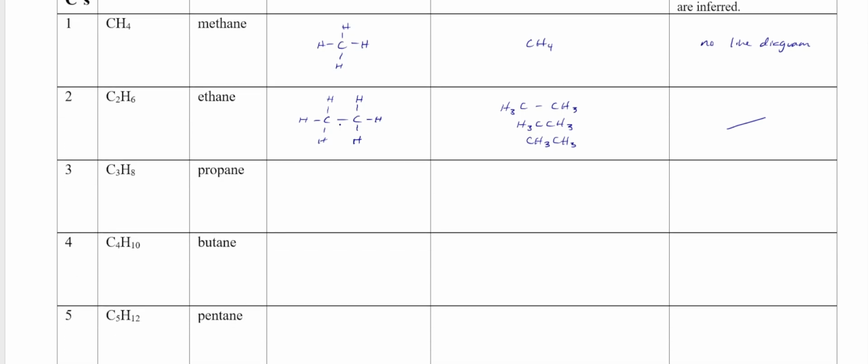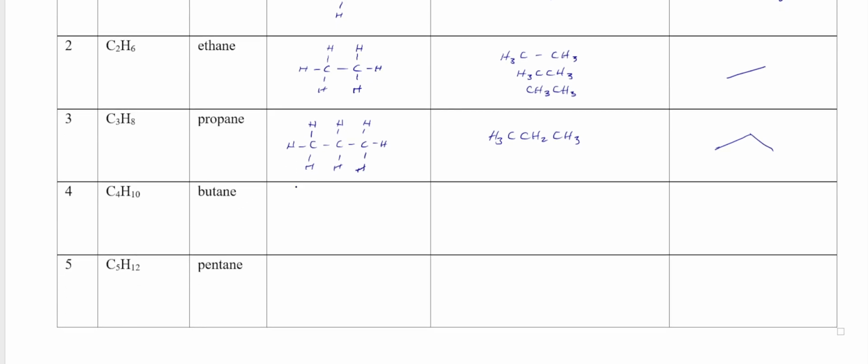Okay. So propane, prop is the prefix that we use for 3 carbons. So we'll do 3 carbons bonded together, and then we fill out the hydrogens right here. Okay, so the structure right there would be H3C, CH2, CH3. Again, you can write it in the other way as well. Line diagram would be 2 carbons right there, and then we go down for the 3rd carbon.